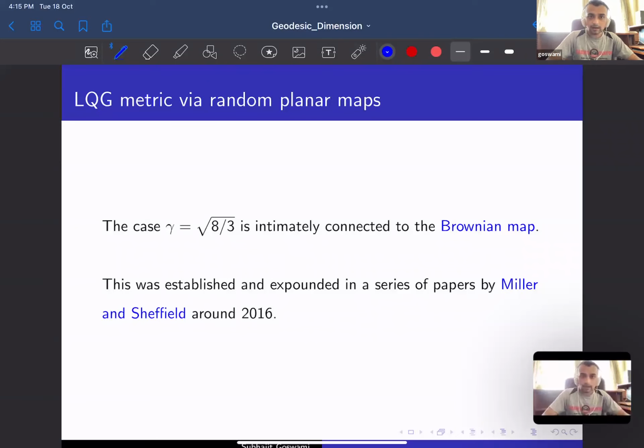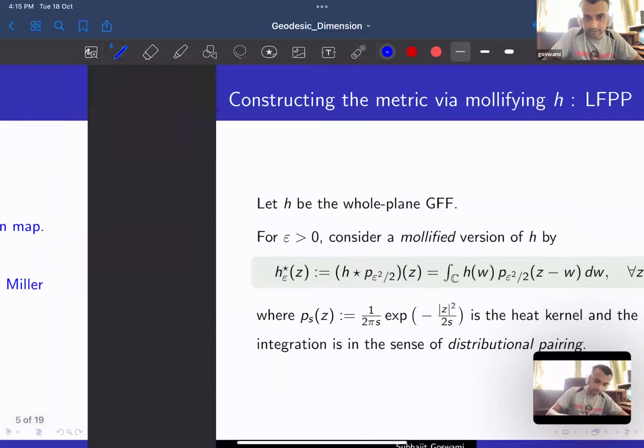But this approach was essentially confined to this particular case. For general gamma, an alternative approach was started, I would say initially, the program was started by Jian Ding, using a discrete approximation of the metric by the so-called Liouville first passage percolation. So let me describe that.